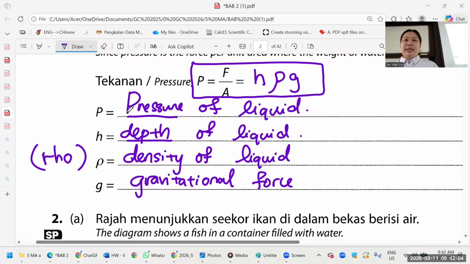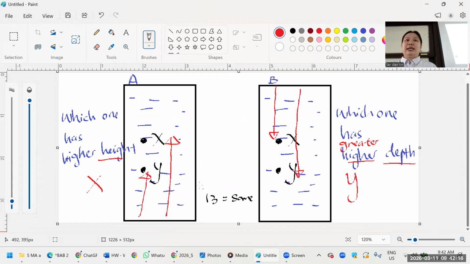Okay, so now H is not height, but is depth. The H at the back. So from here, I think you understand. If height, which one higher? X. Which one deeper? Y. So actually, it's the language problem. If I say higher, sure you say X. If I say deeper, sure you say Y. But sometimes the sentence is like this: higher height, higher depth.